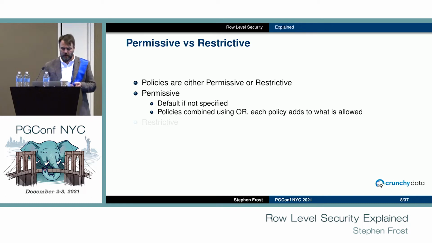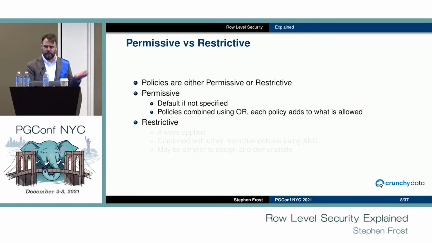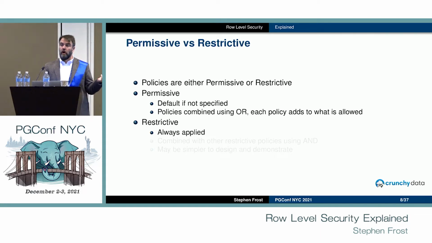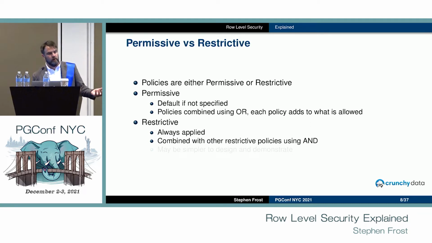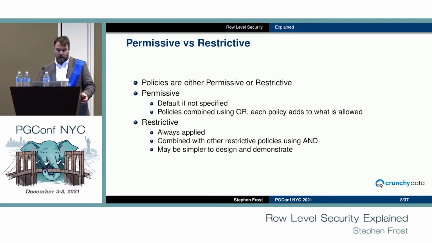That's permissive. We do also support restrictive. I think this was added in version 10, if I remember correctly. And restrictive policies, on the other hand, are always applied, and therefore they are also combined using AND. So there are 2 different ways to go about structuring your row-level security policies, and using restrictive ones may be a little bit simpler to design and to demonstrate how they work for auditors and other such wonderful people. We love auditors. If there are any auditors here, we like you. If there aren't any auditors here, we'll have another conversation.